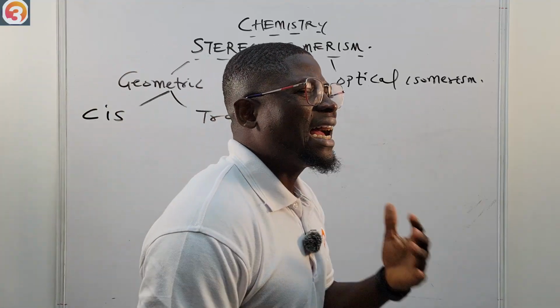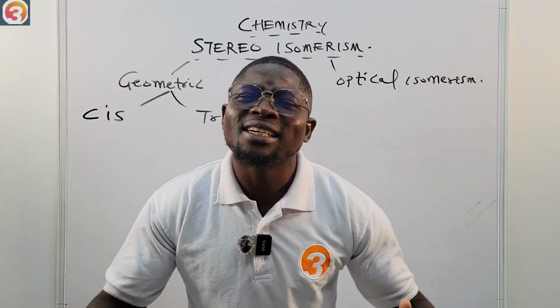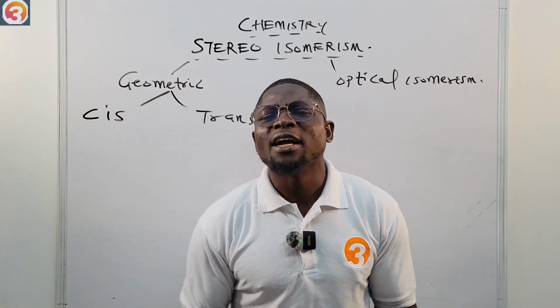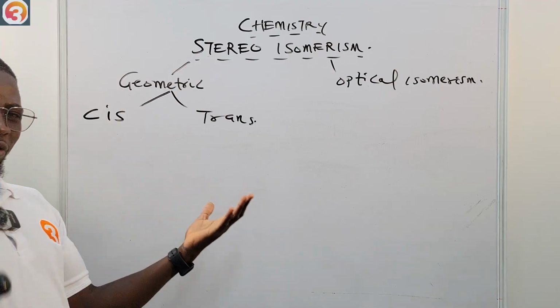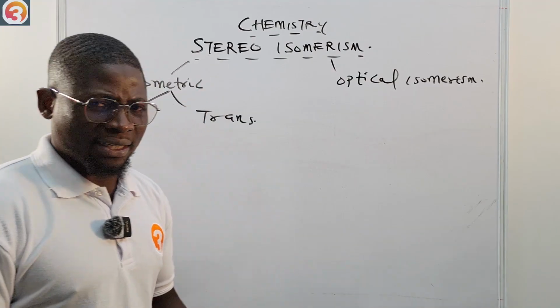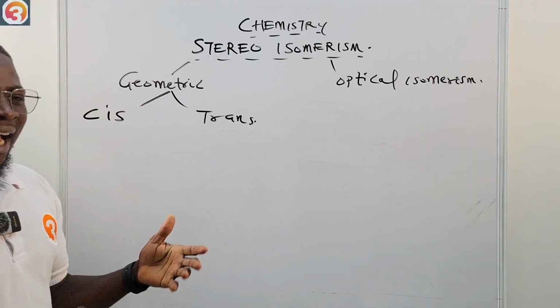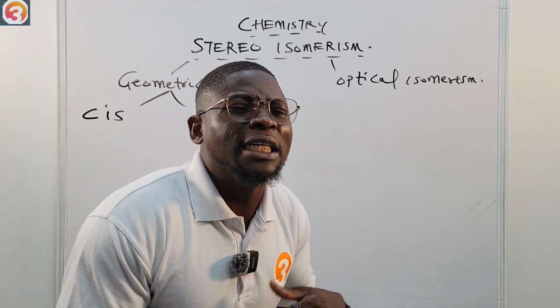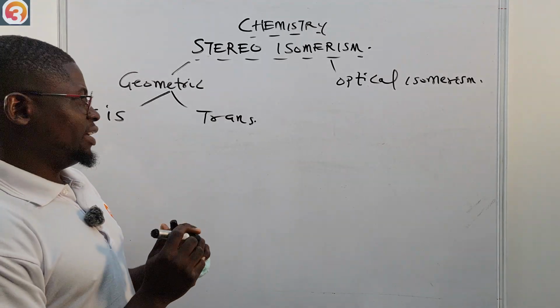Now, what are the cis and the trans isomers? How would you describe them to someone? If someone asks you, what is a cis geometric isomer, what will you say to the person? How will you describe it? If somebody asks you, what is a trans geometric isomer, how will you describe it? It's easy. Please take note of this.